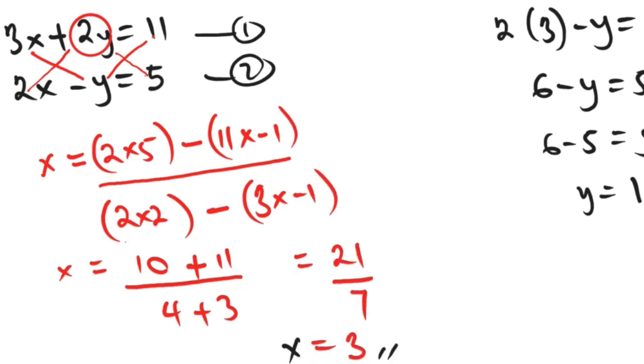So here all you need to know is your central number. Since the variable attached to this central number is y, it means that we are looking for x. So x is equal to, then this multiplies this, we are cross multiplying. So 2 times 5, always here is minus, and then 11 times negative 1. We do the same for this side, we still cross multiply. So 2 times 2, always remember here will be negative, minus, and then 3 times negative 1. When you solve this, you get the same results.